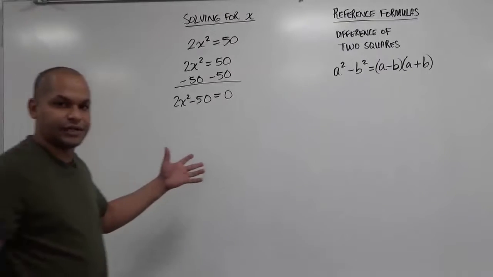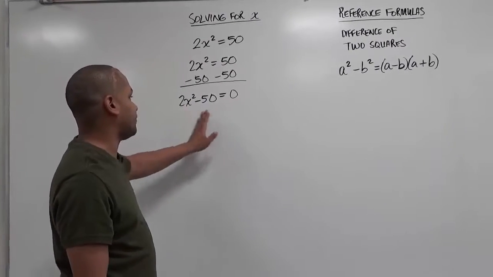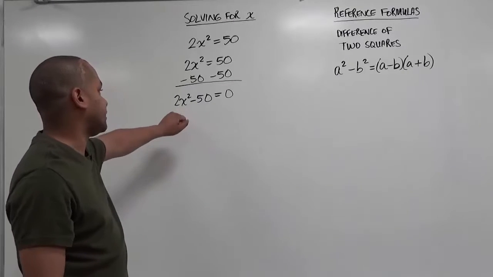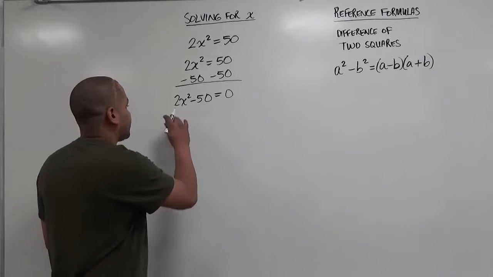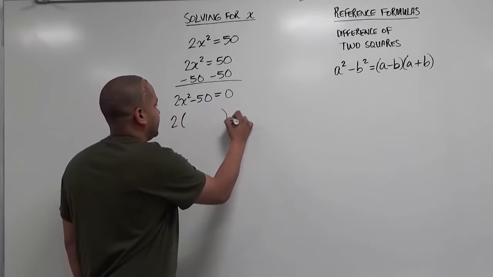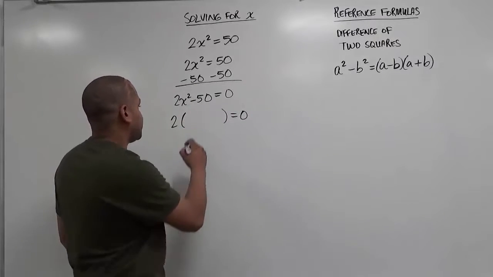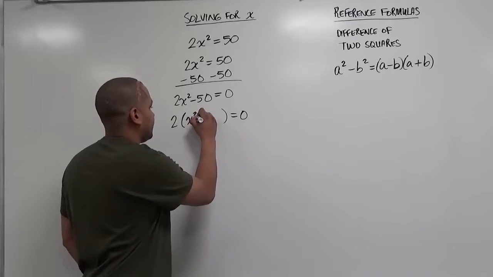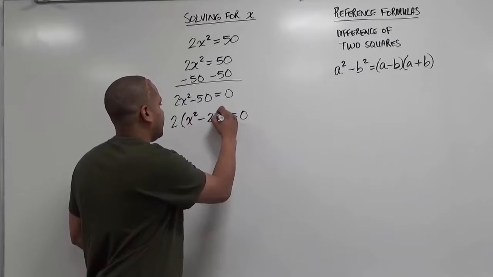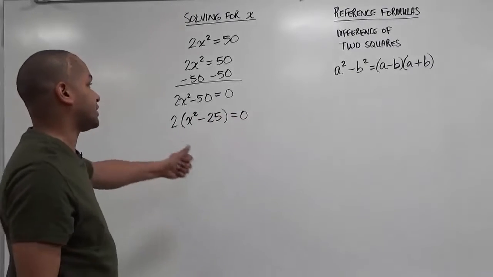Now we have a quadratic equation, and so our goal here is going to be to take the greatest common factor out of both so we can just have an x squared term. By factoring out the 2 here, we're going to have a 2 come outside, and on the inside we're thinking what's left over when we factor out the 2. So for the first term we're just going to have x squared, and to make 50 with a 2 we just need a 25.